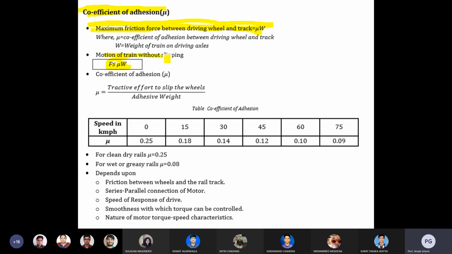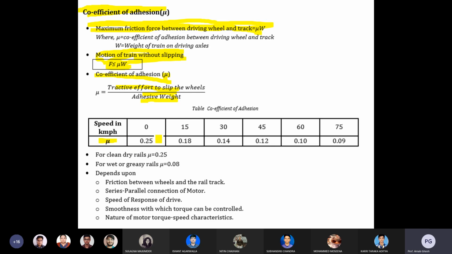So at that condition, there is no slipping. Okay, so motion of the train without slipping means that if the force is greater than mu W, it will be slipping. Okay, mu W, you know that basic formula of friction. Okay, and the coefficient of adhesion, that mu, is known as the friction type. Okay, tractive effort to slip the wheel and adhesive weight. Adhesive weight means the EMU weight. So mu values are given.